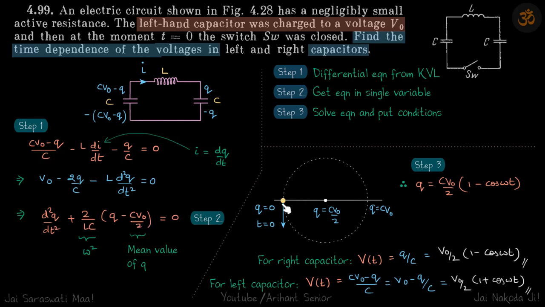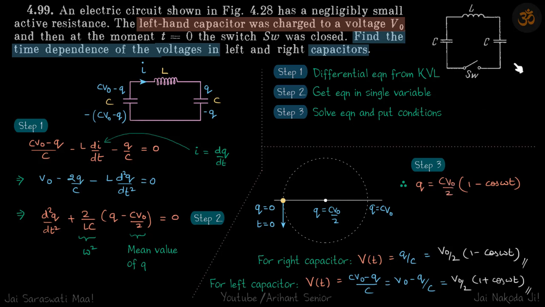So in the phase diagram we can see that initial Q is 0 at t equal to 0. Mean value is CV0 by 2. So extreme value will be CV0. So the equation of this motion of charge, this variation of charge, will be Q = CV0 by 2 times (1 minus cos omega t).